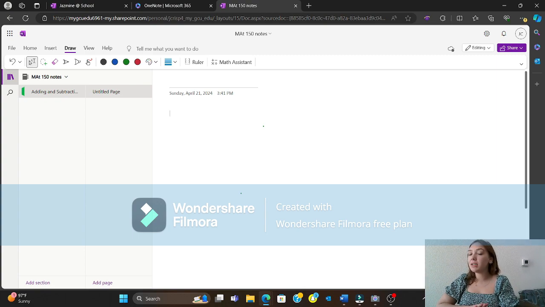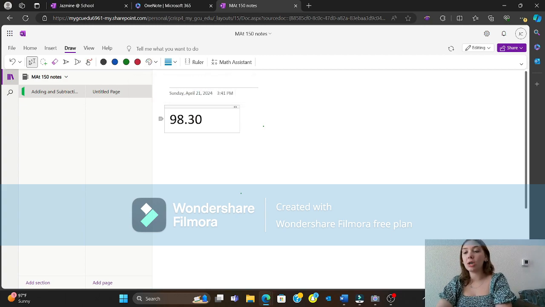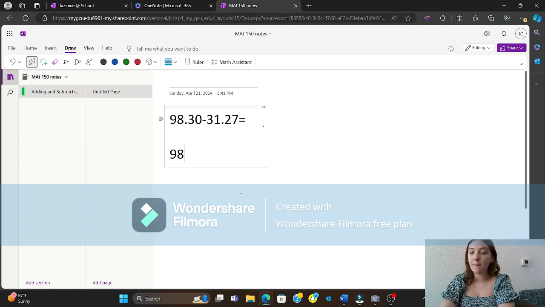We're going to be subtracting our decimals, which is very similar, but we're taking away. We still need to line up our decimal points, but we will be taking away instead of combining. So our first example is going to be 98.30 minus 31.27. Now, we have to rewrite that so our points line up. So we're going to do 98.30 minus 31.27.